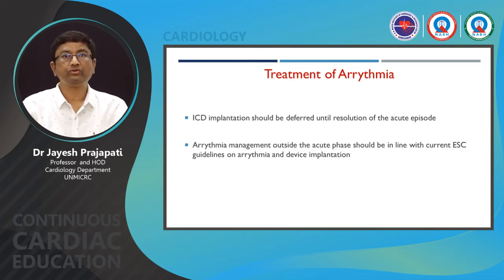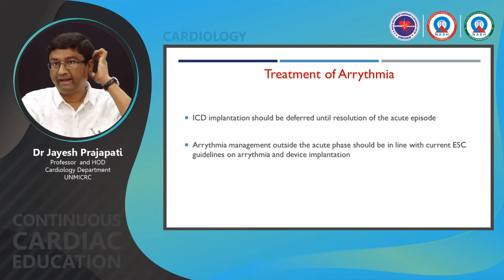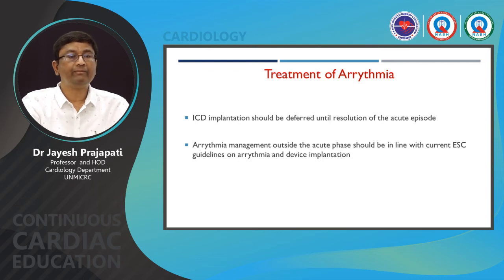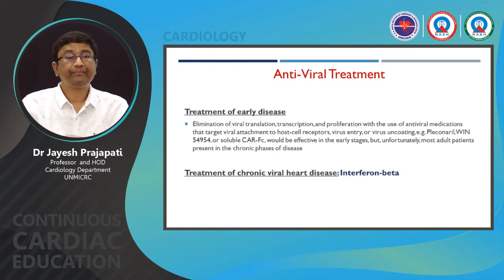Hemodynamic imbalance: if the patient is very much hemodynamically unstable, we should put the patient on a ventilator or give hemodynamic support like IABP or ECMO. So arrhythmia should be managed either with pharmacotherapy or with mechanical support or ICD implantation as per the criteria. If a patient survives after a myocarditis episode and still has arrhythmias beyond 40 days, we should advise to implant an ICD.